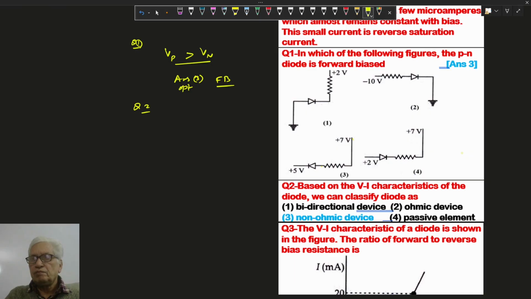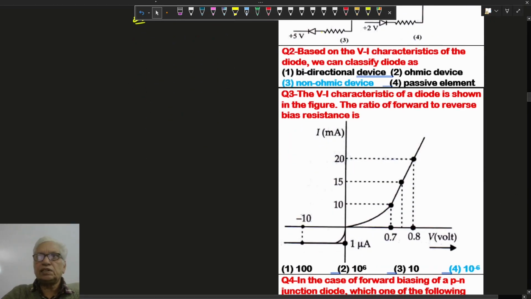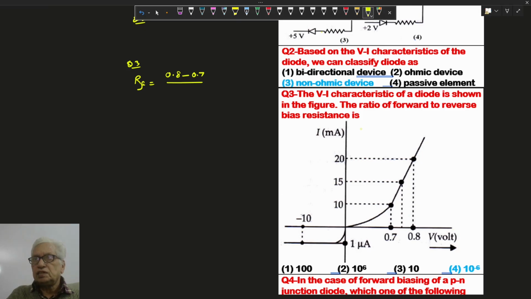Now question 2. Based on the VI characteristics of the diode, we can classify the diode as non-ohmic, because the graph, in forward biasing as well as reverse biasing, is non-linear. So it is non-ohmic. Then this is the VI characteristic curve. Here the ratio of forward to reverse bias resistance: the forward biasing resistance is given by the change in voltage, 0.8 minus 0.7, upon 20 minus 10 milliampere.